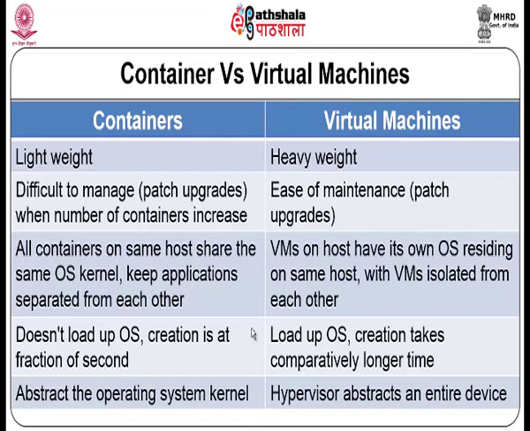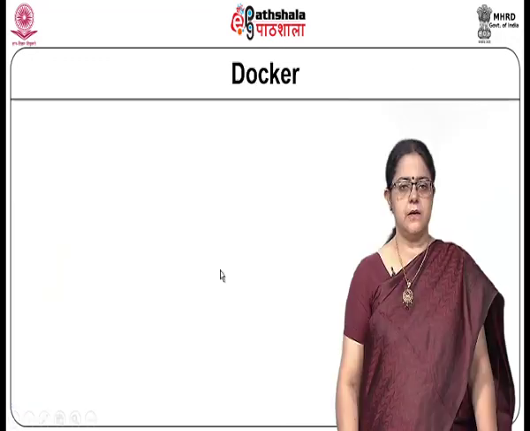A container does not load an OS, so therefore it is faster, whereas a VM has to wait for its own operating system to load. So, therefore, it is a slower mechanism, and the kernel is abstracted in the case of a container. A virtual machine abstracts the whole machine, the whole device is abstracted.